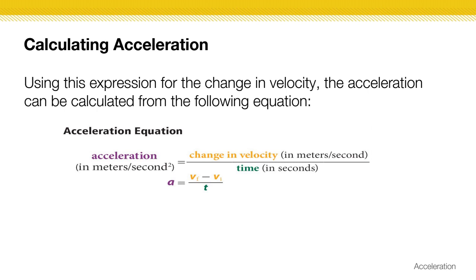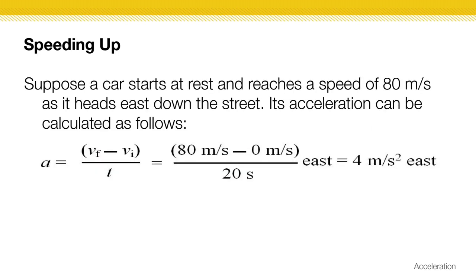So let's do one of these. Suppose a car starts at rest and reaches a speed of 80 meters per second as it heads east down the street. The acceleration can be calculated as follows. So your V final, what was the speed that it got up to? It started at rest and it got up to 80 meters per second. So that is your final. Initial is where it started, which was rest, 0 meters per second. And the total time was 20 seconds. So subtract and then divide, you would end up with 4 meters per second squared east.